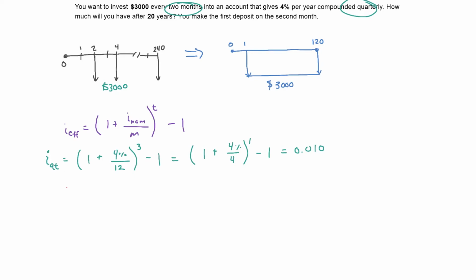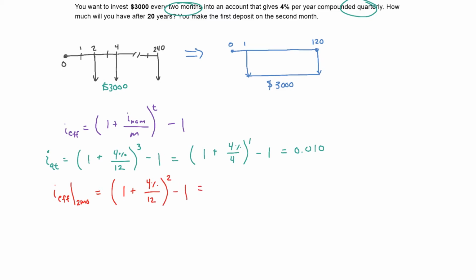So let's now calculate the effective interest rate for 2 months. Again, we use that formula: 1 plus the nominal interest rate, which is 4%. Now you could decide how you want to do this. Let's do the year first. Let's say we divide by 12. Now this is per month, and we want to compound this for every 2 months, so we raise this to the power 2 and subtract 1.